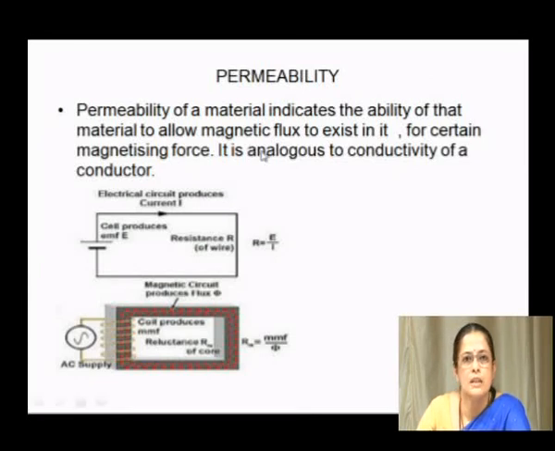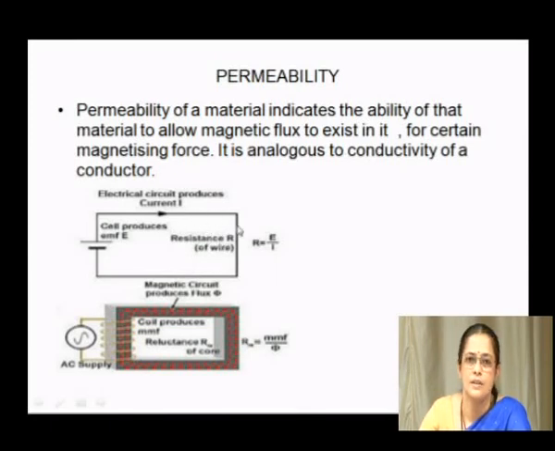Now, permeability is different for different materials. It is very much analogous to conductivity of a conductor. So, here is a simple circuit you can see, where this represents the EMF and this is a closed circuit having the resistance of the wire. You can include a resistor here, and whenever a current passes through it, the resistance of the wire opposes the flow of current.